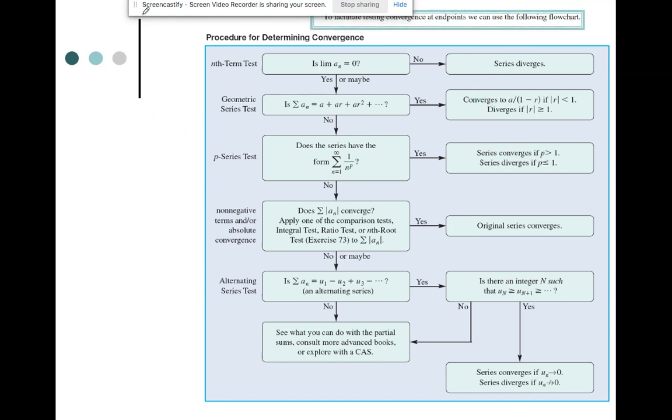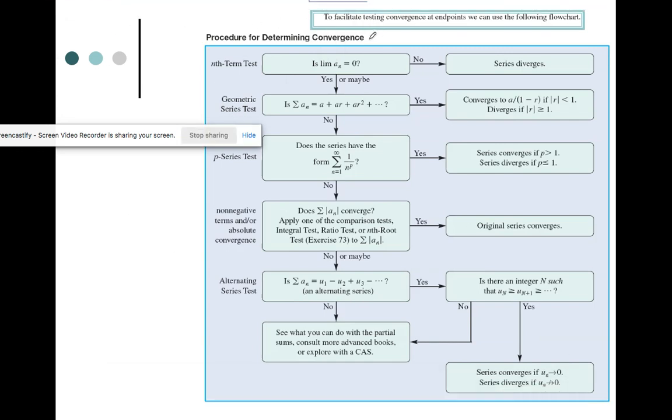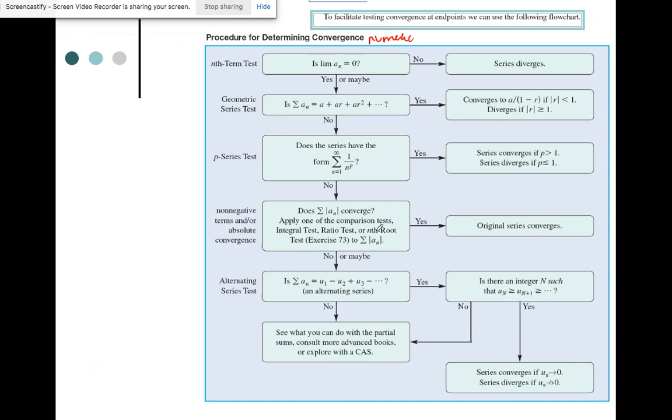So this is the procedure for determining convergence of a numeric series. This is after you've done the ratio test for power series and gotten the radius of convergence. Notice the nth term test is first. If the limit of your terms does not go to 0, then you definitely diverge. If the limit of your terms does go to 0, or maybe I think it goes to 0, then you start looking at, is it geometric? Is it a p-series? Is it similar? So you would do comparison.